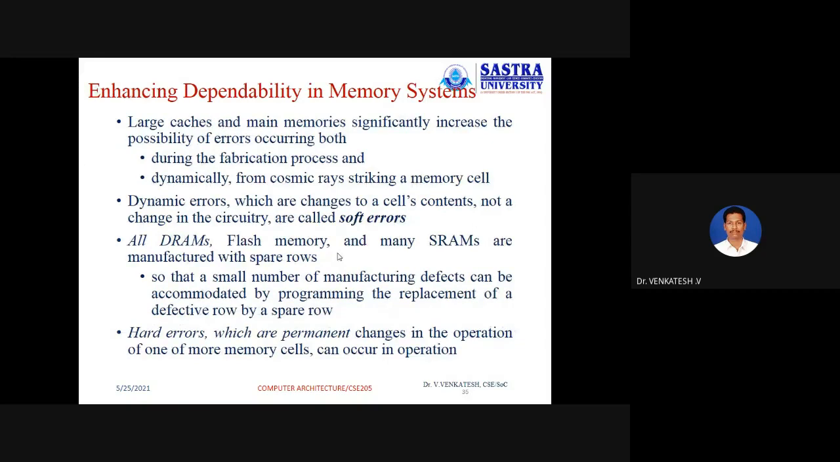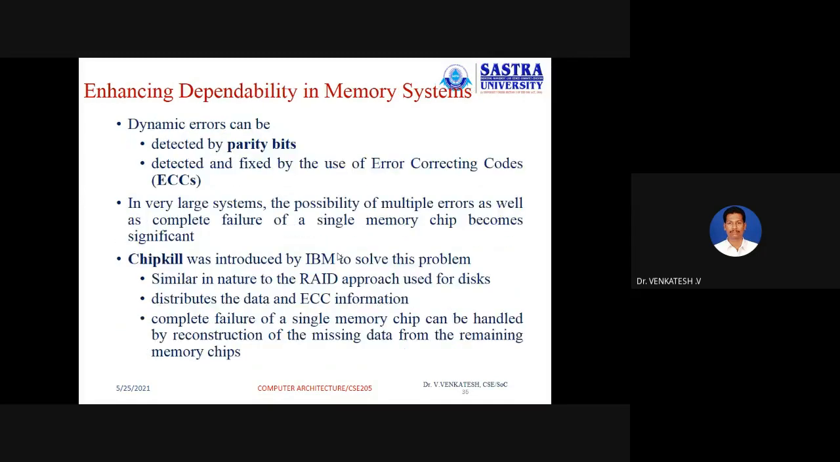During fabrication, cosmic rays striking memory cells can cause errors. When there is a change to the cell content but not a change in the circuit, these are called soft errors. We are not going to change the cell, we simply overwrite. Hard errors are permanent changes in the operation. If any problem occurs, we replace the cell. That is called hard errors. That is the enhancement in dependability of the memory system.